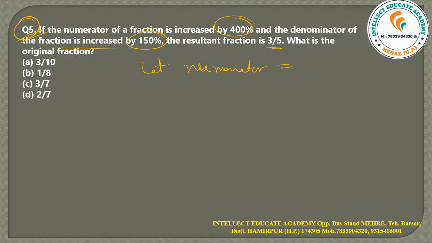So let the initial numerator, the old numerator, be x. After the boost, how much will it be? After a boost of 400%, how much will the boost be? x plus 400% of x, that is equal to x plus 4x, so it will be 5x.